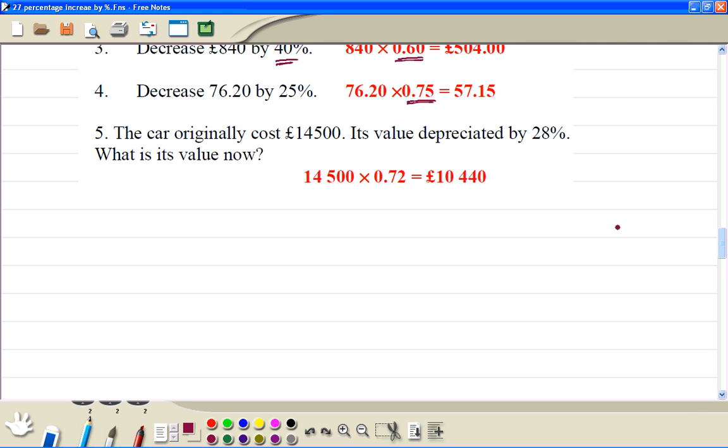Here we have depreciation of 28%, so from 100% subtract 28%, you're left with 72%, so then we multiply the amount by 0.72.